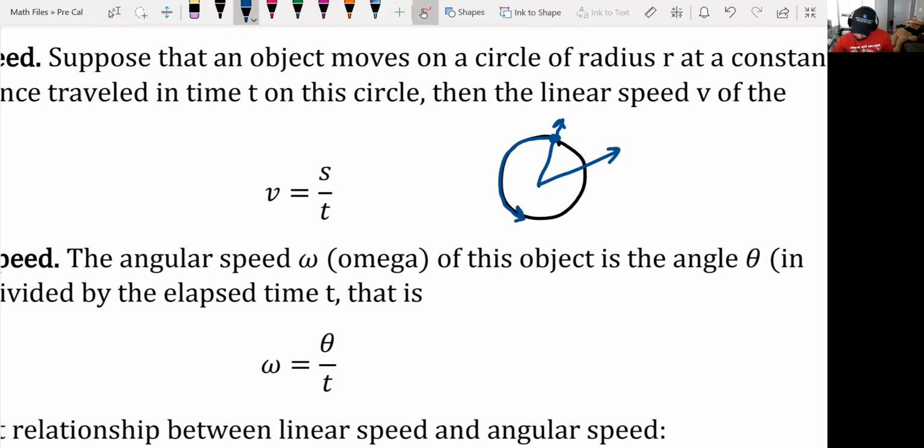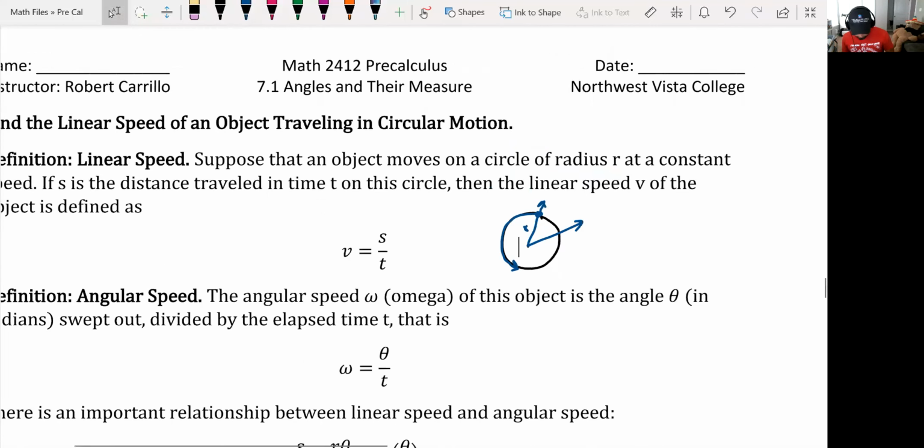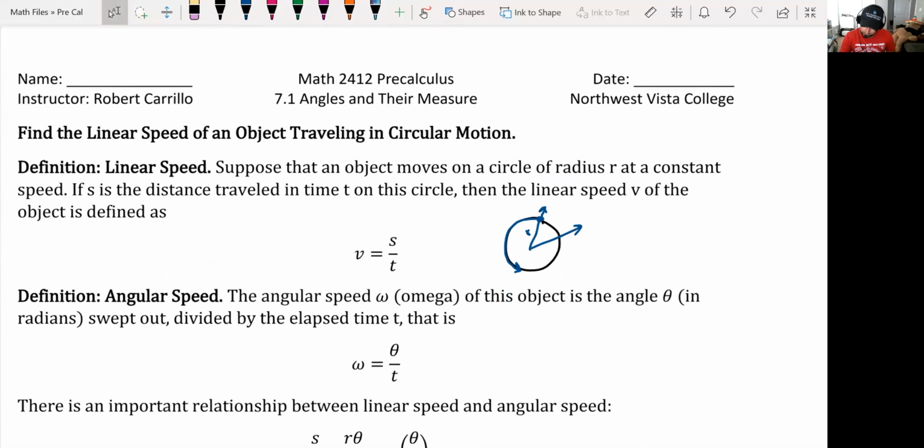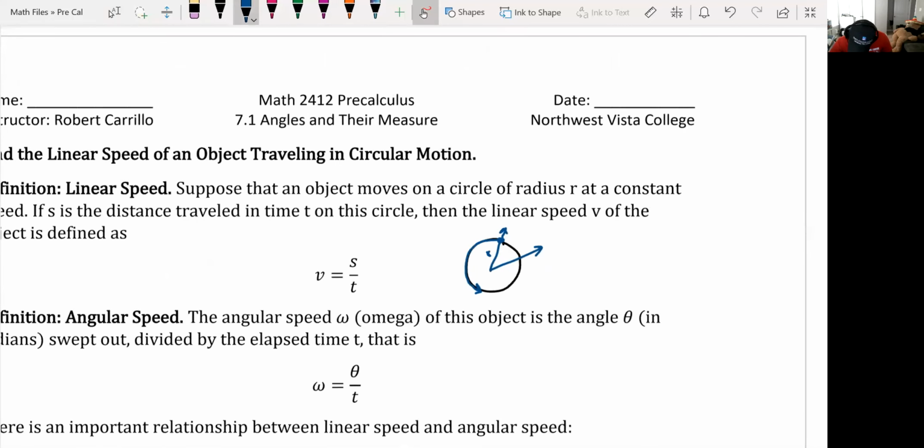so you're given r, so it moves on the circle of radius r at a constant speed, and t is the time that it takes to go around the circle, and v is the actual speed. So s represents distance traveled. So you have r, s, and then t is the amount of time it took to go around the circle at that rate. So I'll just put t down here. Okay, so we're looking at how fast that object's moving.